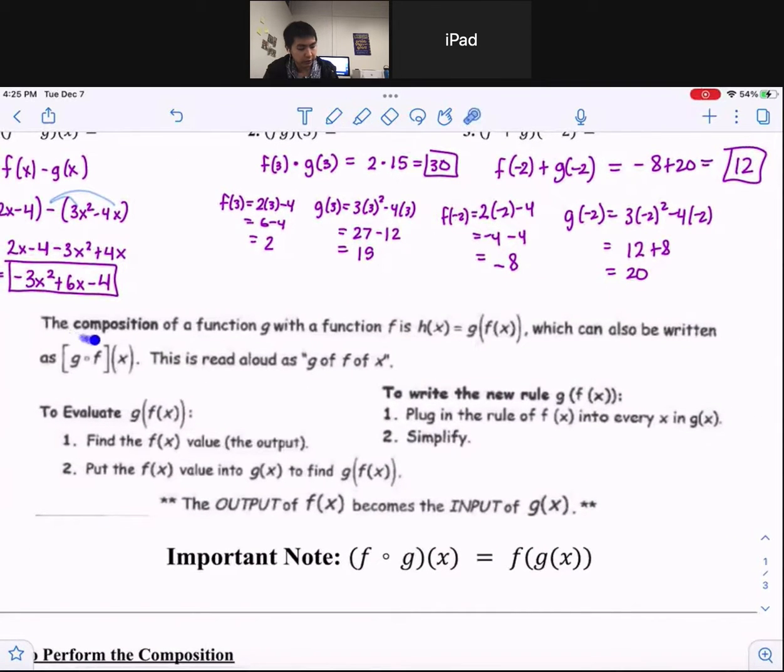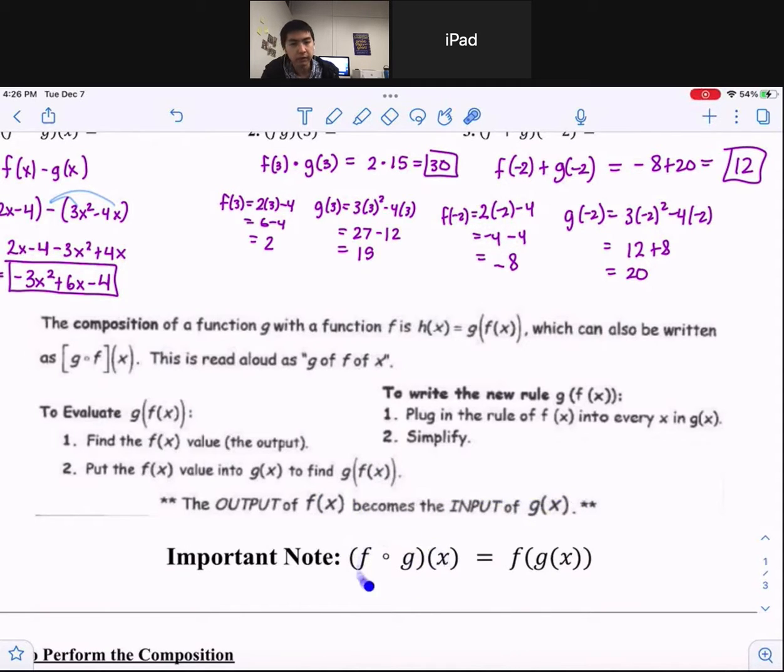Now, the composition of a function g with a function f is h of x equals g of f of x, which can also be written like this. This is read aloud as g of f of x. That's how you pronounce this one, and that's how you pronounce this one. To evaluate g of f of x, find the f of x value, the output, and put the f of x value into g of x to find g of f of x. So the output of f of x becomes the input of g of x.